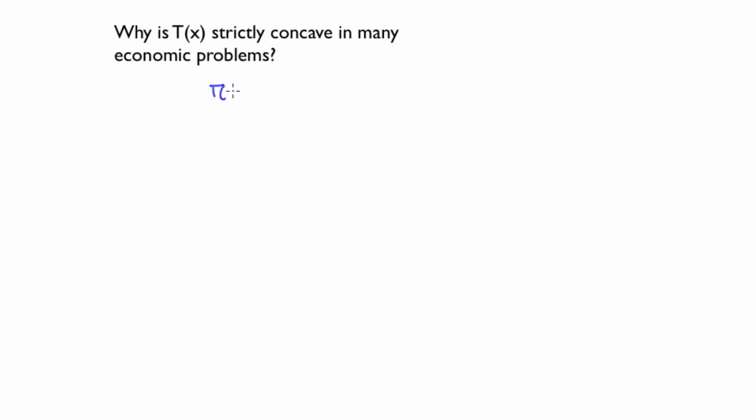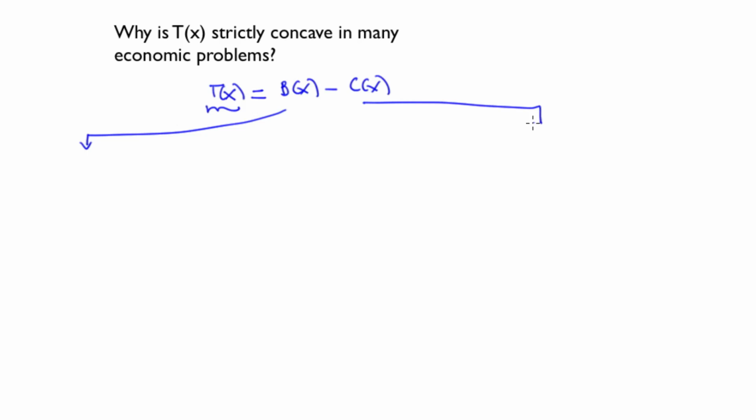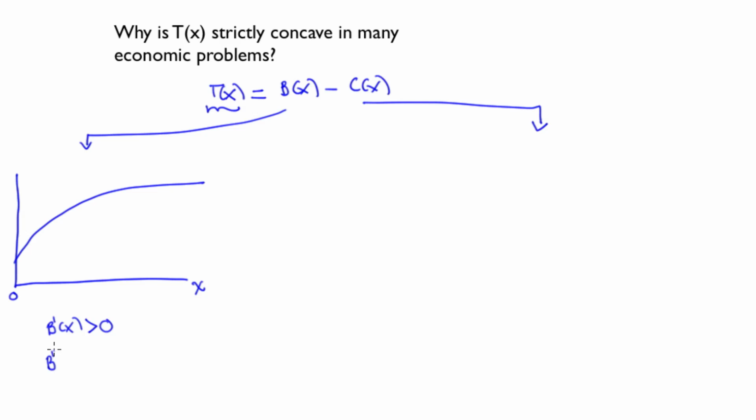Remember that by the first property of the structure that we have imposed, the net payoff function t of x is equal to a benefit function minus a cost function. Now let's look at each of them in turn, the benefit and the cost. It turns out that in many economic problems, the benefit function looks like this. So if this is x and this is 0, it has a shape that looks like this, approximately. The key properties are that the derivative is greater than 0 and the second derivative is less than 0.